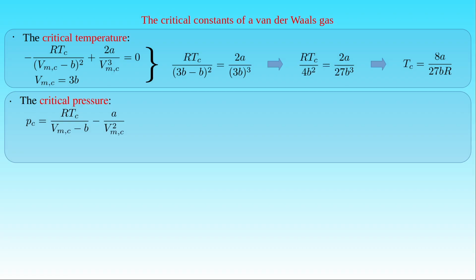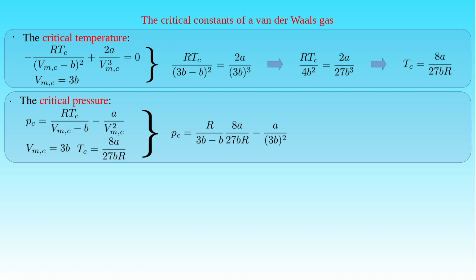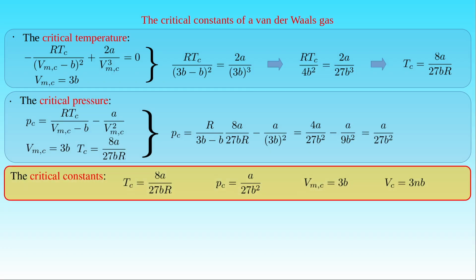Now we insert the critical molar volume and the critical temperature expressed in terms of the van der Waals constants into the equation of state evaluated in the critical point. After simplifying the two terms on the right-hand side, we obtain 4 times A over 27 times B squared, minus A over 9 times B squared, which gives A over 27 times B squared. We conclude that the critical constants of a van der Waals gas are the following.